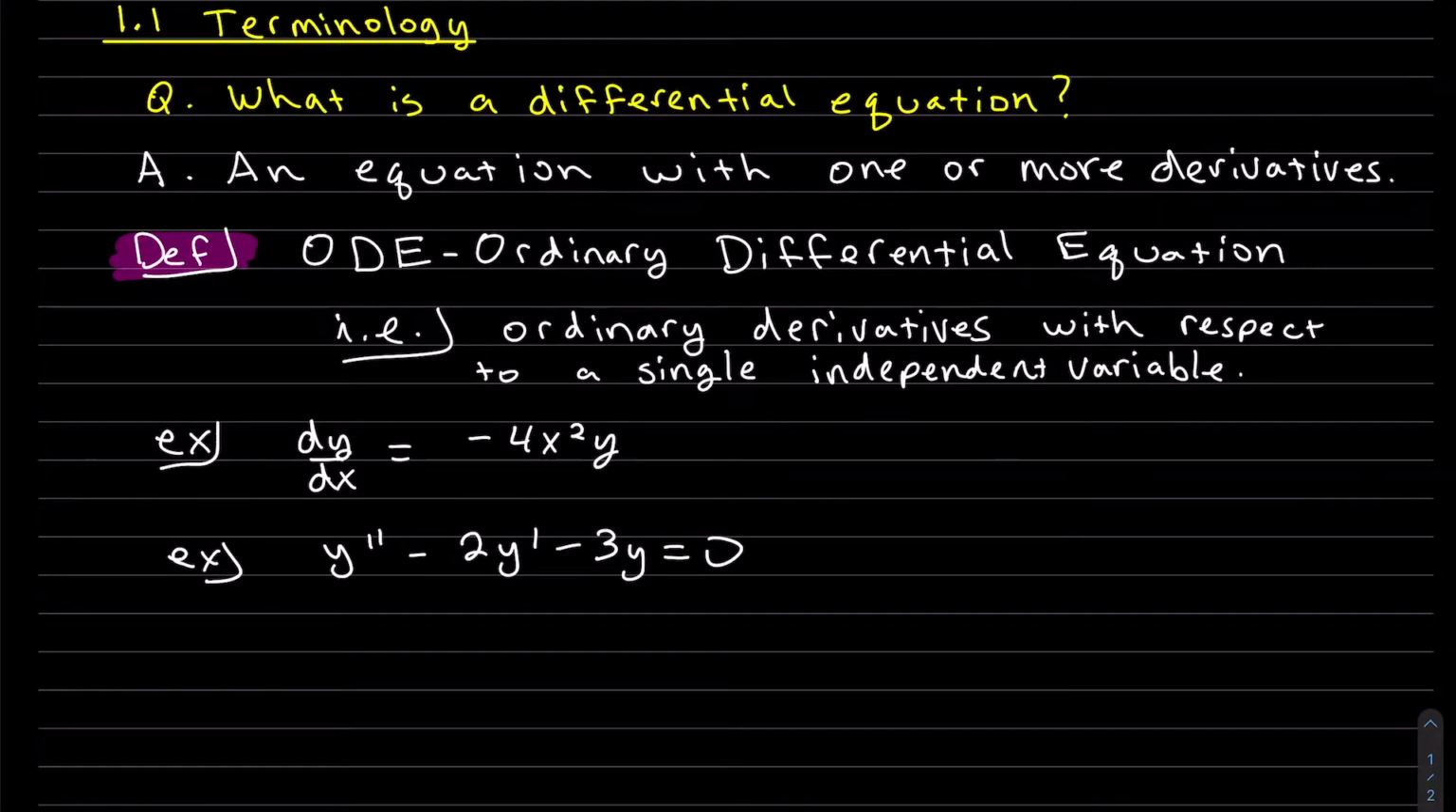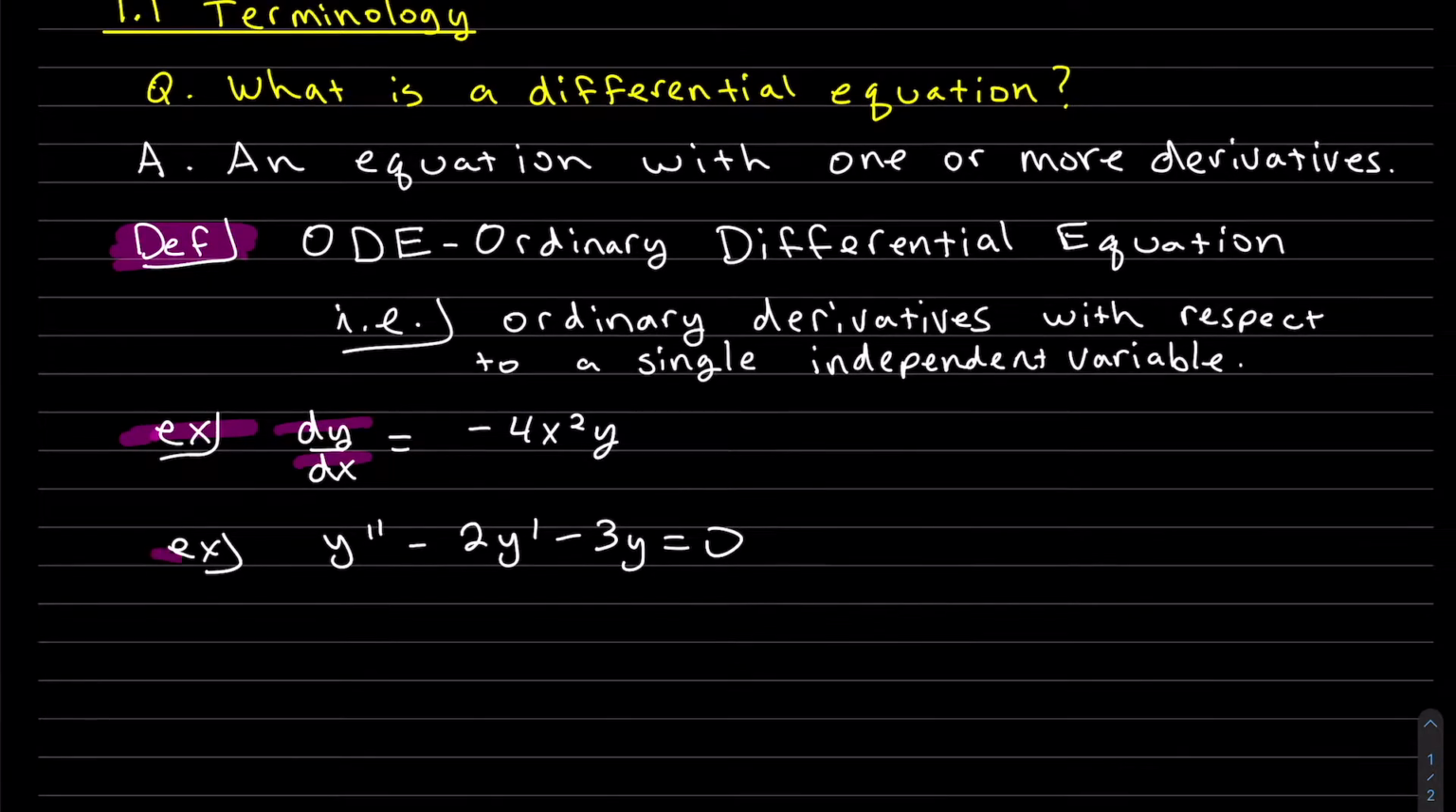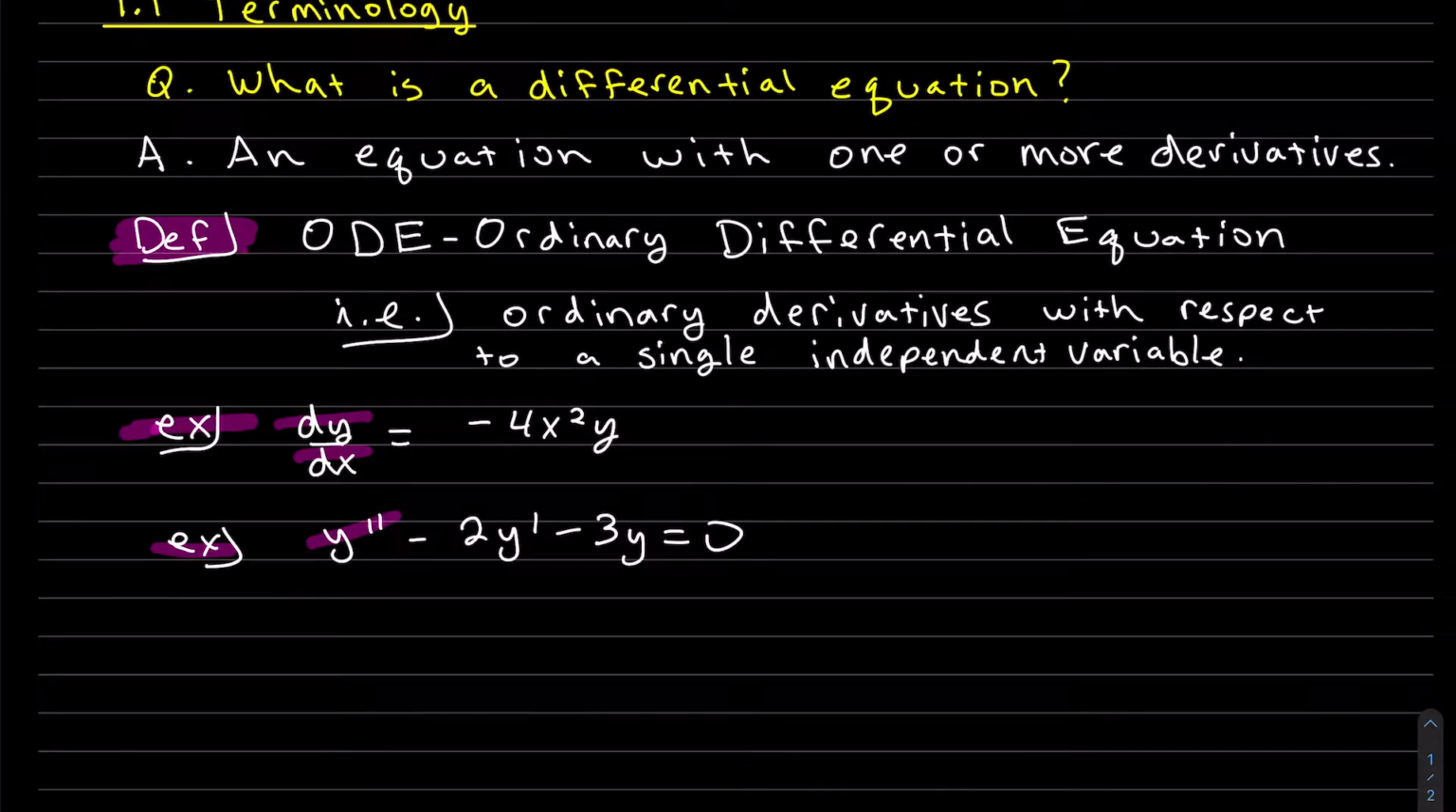So in our first example, we have a first derivative with respect to x. In our second example, we have a second derivative, and it's implied that it's in terms of x. So they are both in terms of x.